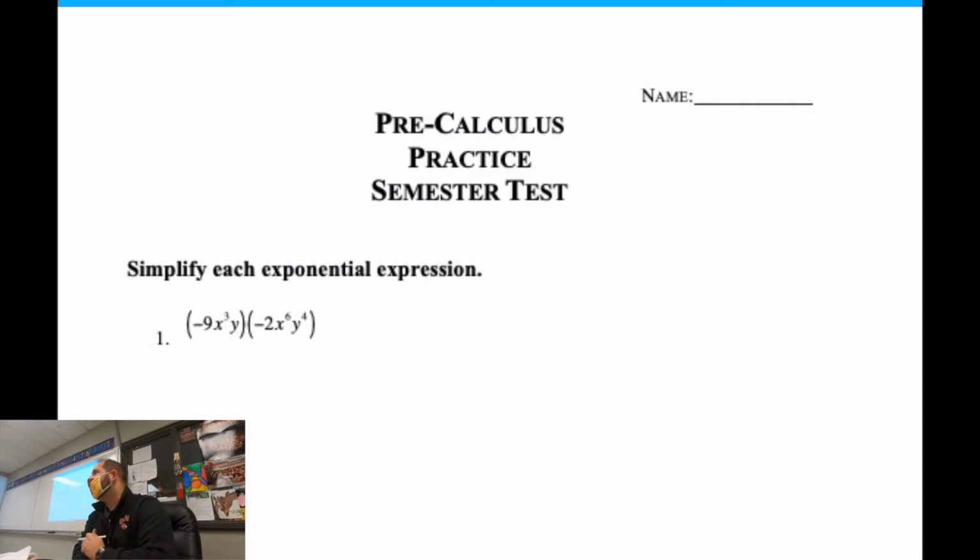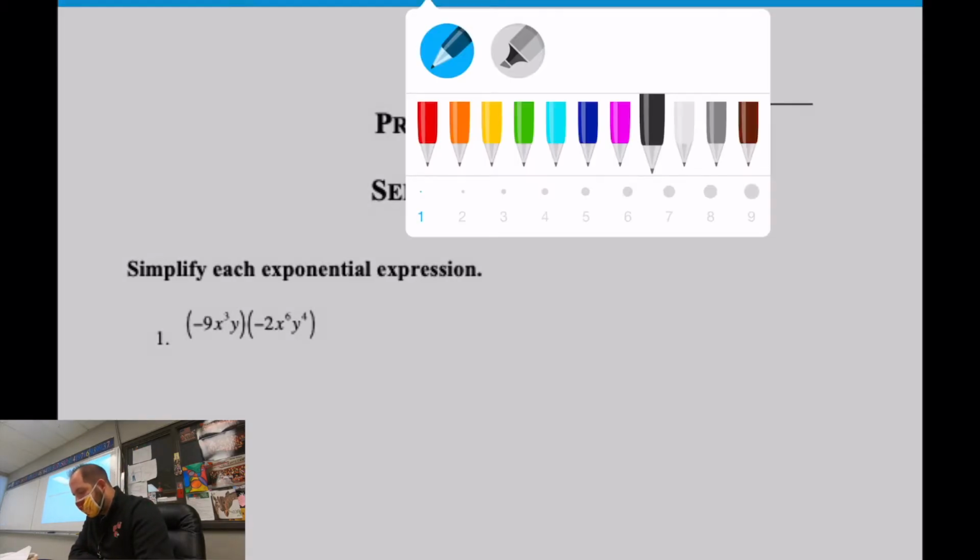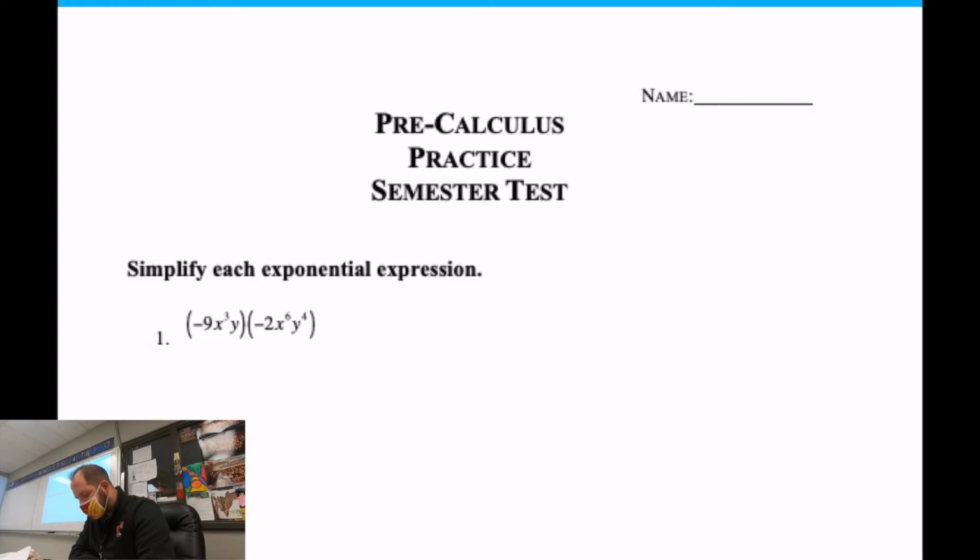So on number 1, what is our instinct on this one? What should we do? I'm going to zoom in a little bit just so you can see this. What should we do on this first one? What do you guys think? How should we start? You guys remember? What do you think? You multiply the 9 and the 2. Yeah. Negative 9 times negative 2 is? 18, right? Positive 18. Good start.